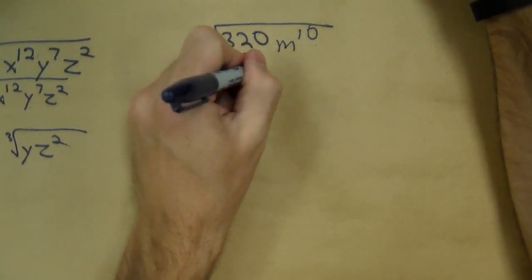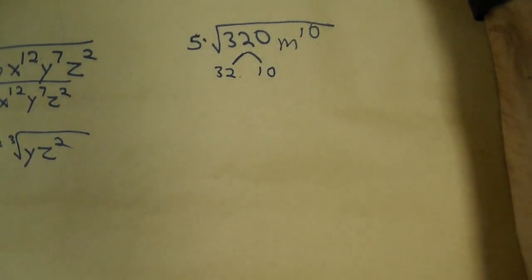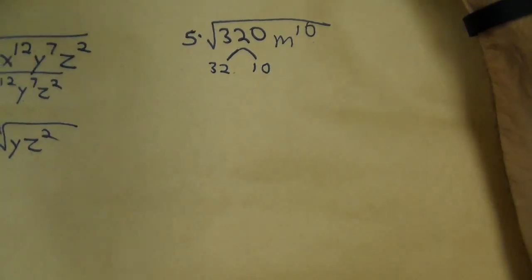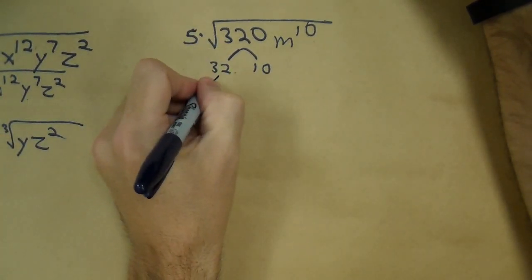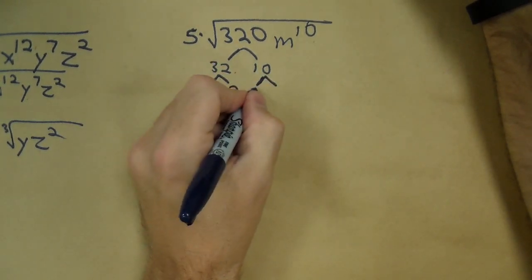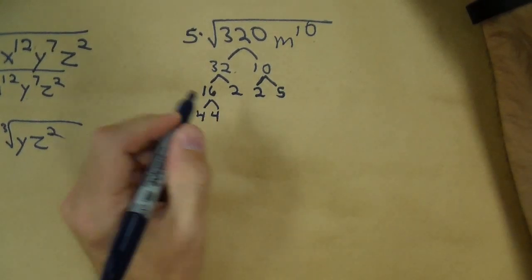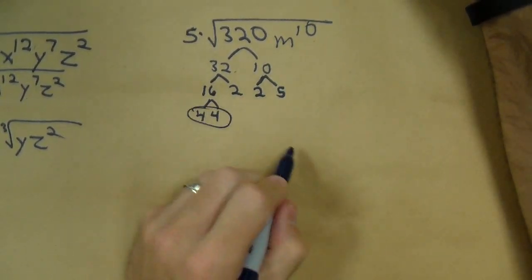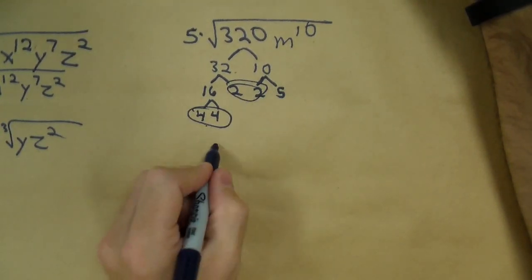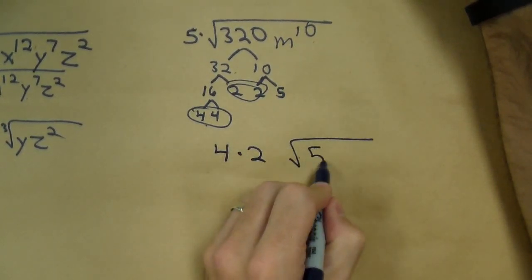It is 32 times 10. 32, have we factored that one yet? We did. Down below we found that was 4 root 2. So this one was actually 16 times 2, and we have a 2 and a 5. So looking at these factors, now I know this is going to be 4 and 4. I'm not going to break the 4's down. I've got 4's, I've got 2's. So the 4's come out, the 2's come out. What stays in is the 5.